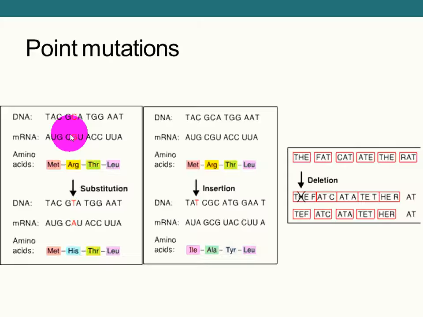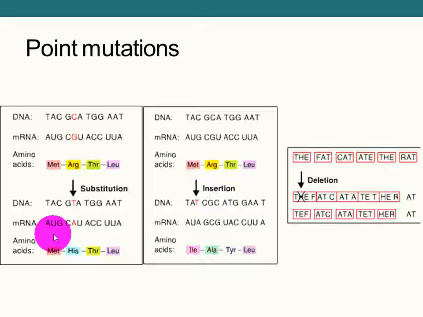You can see here in this substitution, though, what happened is that somewhere along the way, maybe when it got replicated, this cell screwed up, and instead of having a C, they have a T. So when that piece of DNA gets transcribed into mRNA, that 3-letter segment, that codon, is now different, and it codes for a different amino acid. So this is methionine, histidine, threonine, and leucine. It's a different chain.